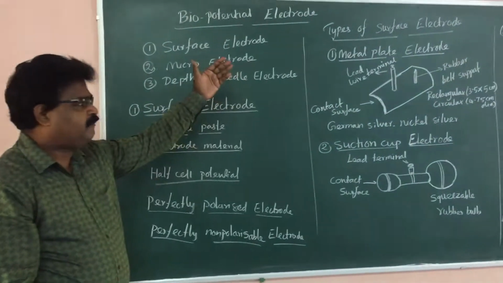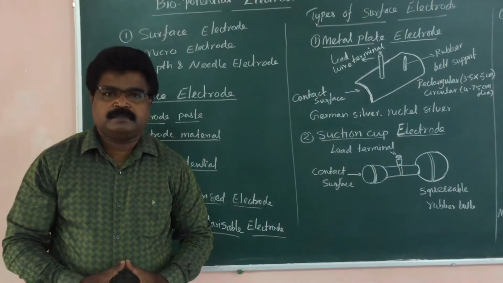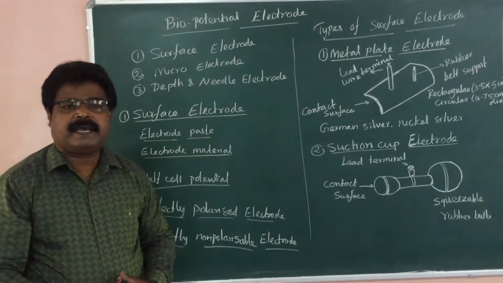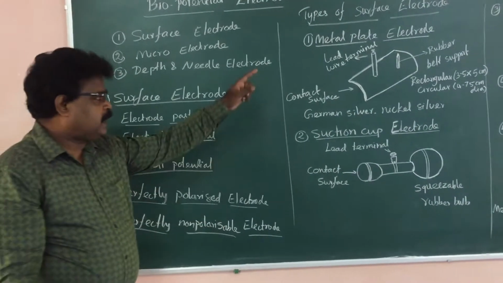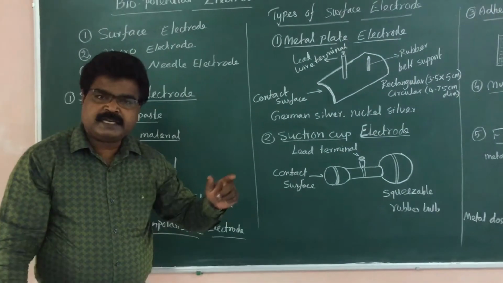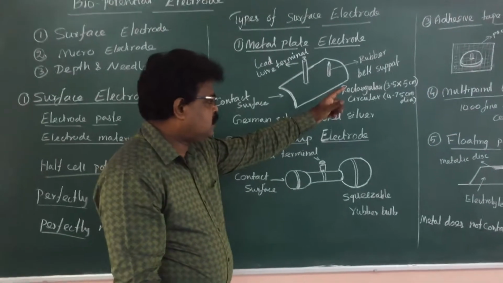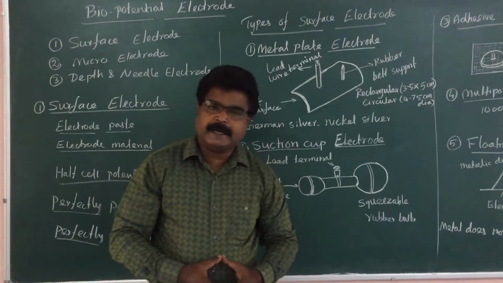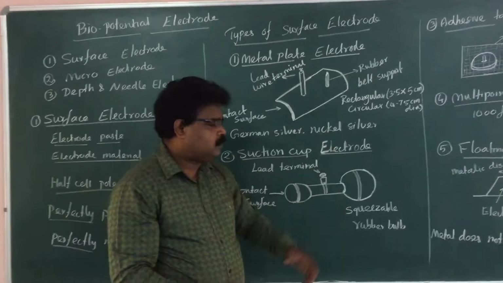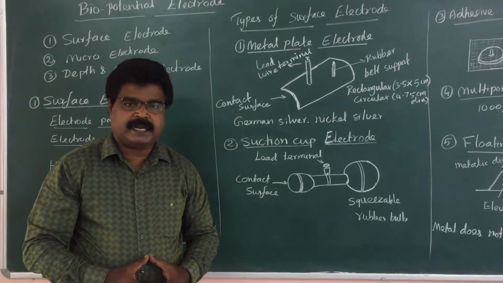Then we will discuss the various types of surface electrode. The first one is the metal plate electrode. The metal plate electrode is of two types. One is rectangular, with a size of 3.5 by 5 centimeters. The other one is circular, with a diameter of 4.75 centimeters.